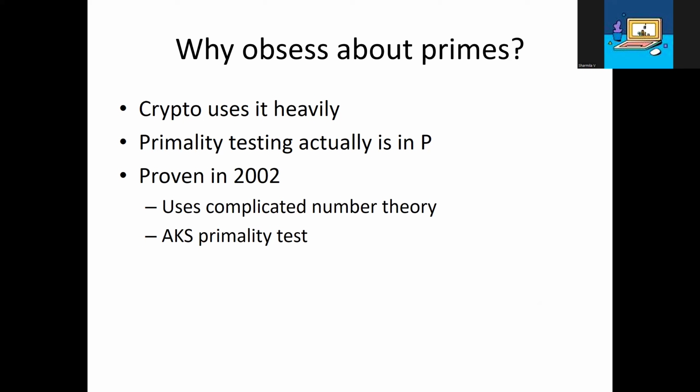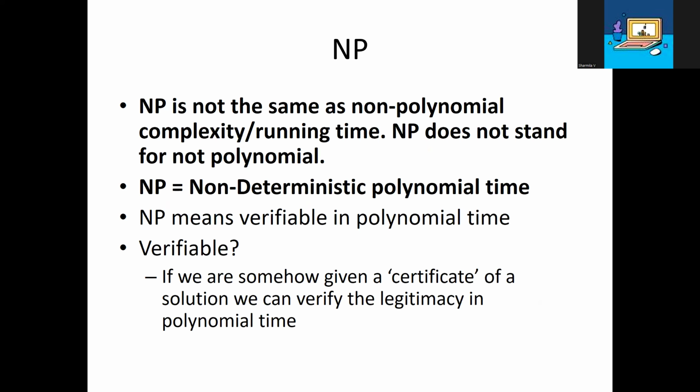What do we observe about this? The earlier approach uses scripts heavily, and the proof in 2002 uses complicated number theory. So it was considered an NP-hard problem. Next, NP is not the same as non-polynomial running time. NP does not stand for not polynomial. NP stands for non-deterministic polynomial time. NP means verifiable in polynomial time.